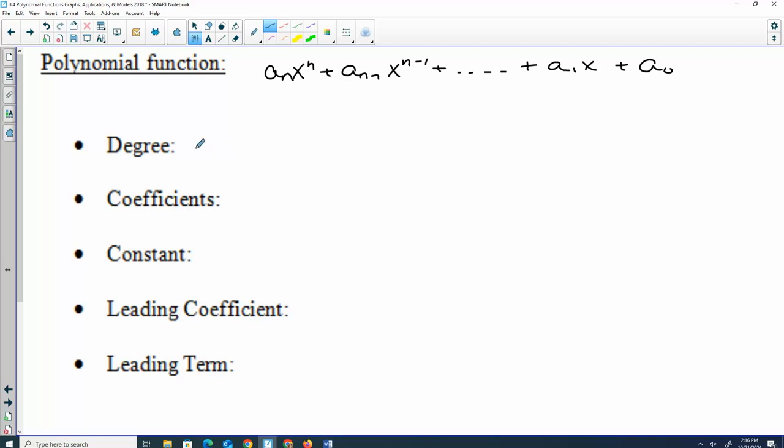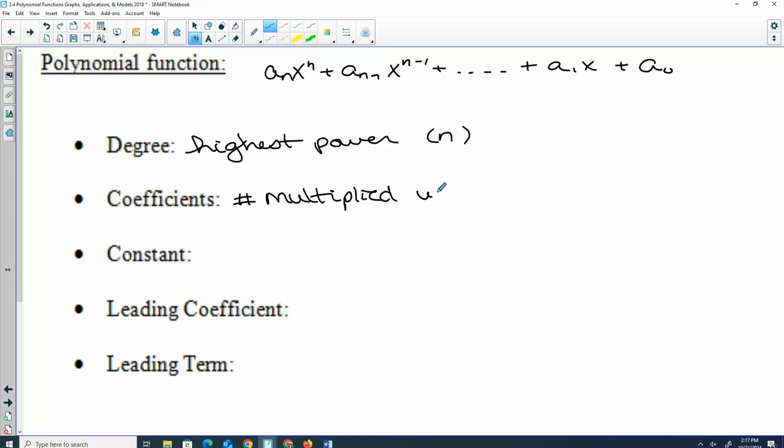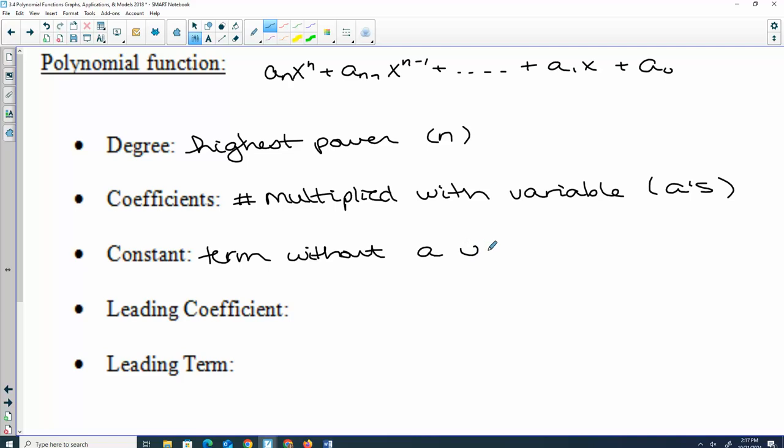The degree, we said before, is what? Highest power. In this scenario, it would be my n. What are the coefficients? What are coefficients in general? Numbers multiplied with the variables. Okay, it's all those a's up there. The constant is a term without a variable, which is that a sub 0.